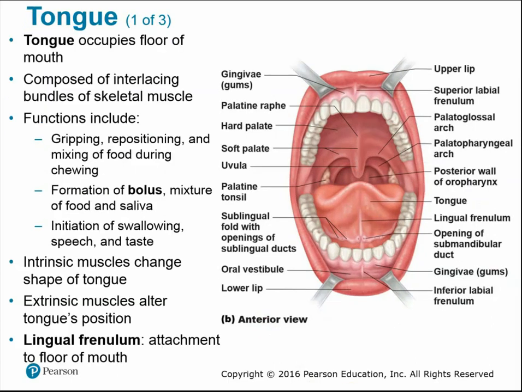So with the tongue, we're looking at the floor of the mouth. It is composed primarily of skeletal muscle, so we have conscious, voluntary control over the skeletal muscle in our tongue. Some functions of the tongue include gripping, repositioning, and mixing the food during chewing.